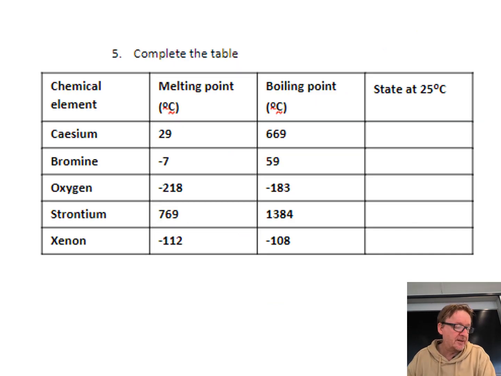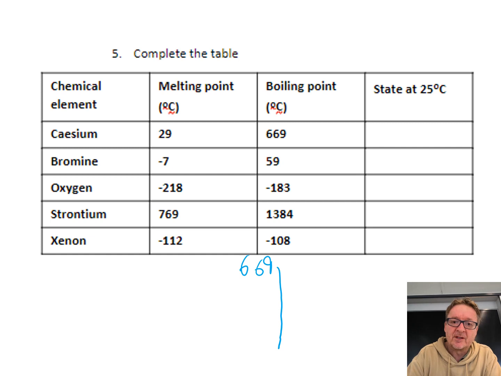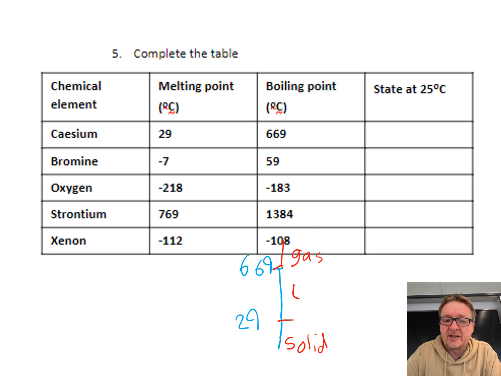Right, temperatures. Cesium, state at 25 degrees C. Now the way that I always do this is I'll draw myself a number line, and then I'll have, if I do cesium at 669, and then I'll do 29. And then above that is a gas, below that is a solid, and anything in between is then a liquid.